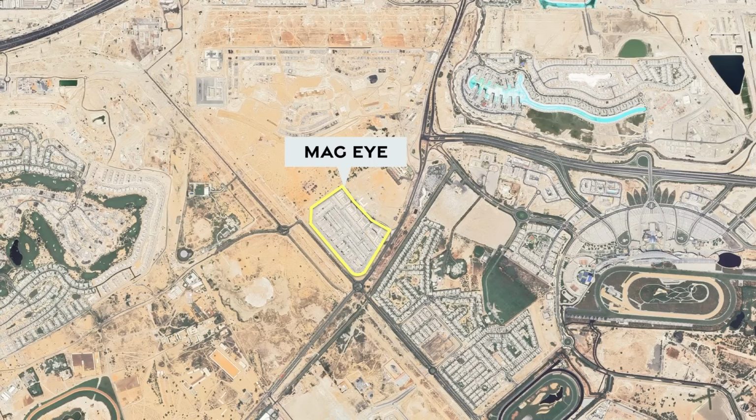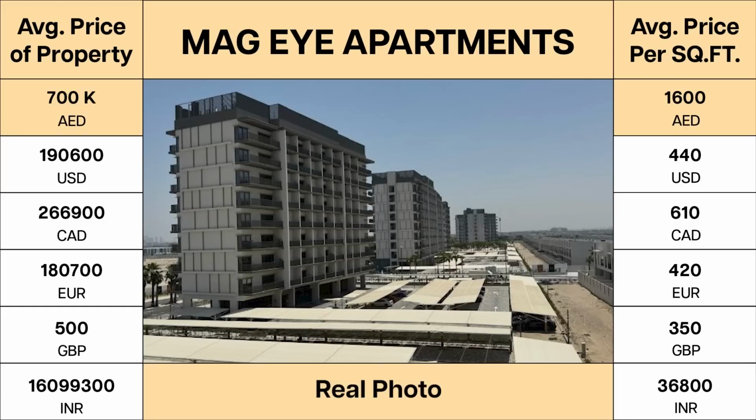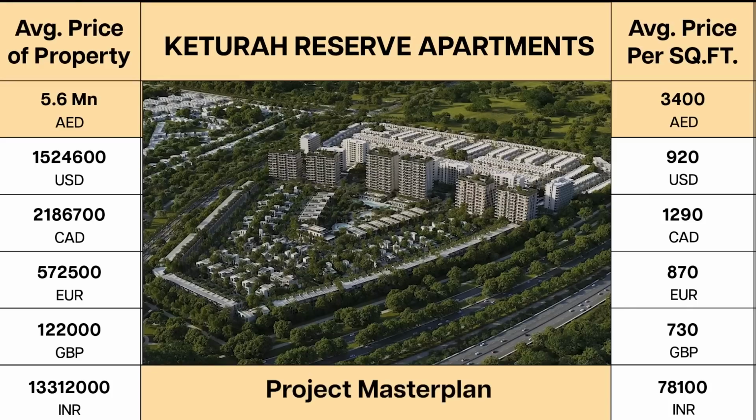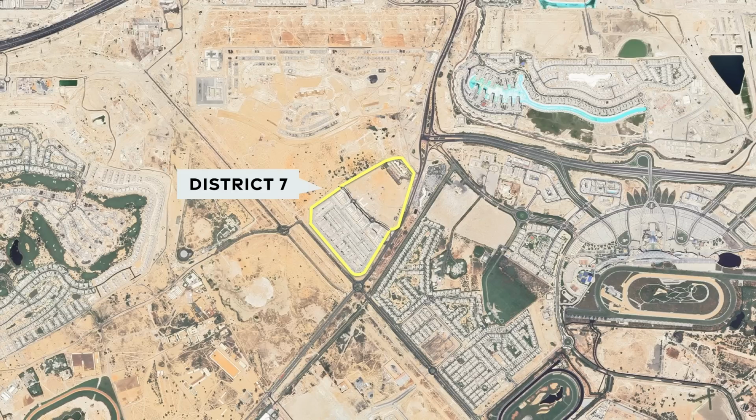The developer MAG has built a few apartment buildings in their community here known as MAG Eye. The average price per square foot is 1600 dirhams. Not to be confused with Keturah Reserve, which is a high-end new development by the same developer at the same location, with prices for apartments going all the way up to an average of 3400 dirhams per square foot. Collectively, both are parts of what is called District 7.